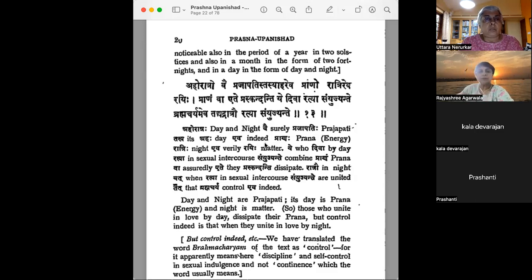So in this verse, starting from the year, Samvatsara, we went to Masa, and now we have come to the day, which is Ahoratra. Aha means the bright part of the day, and Ratra is from Ratri. So Ahoratra is depicted as Prajapati, where Aha is Pranah. The bright part is Pranah, and the dark part is Rayih.